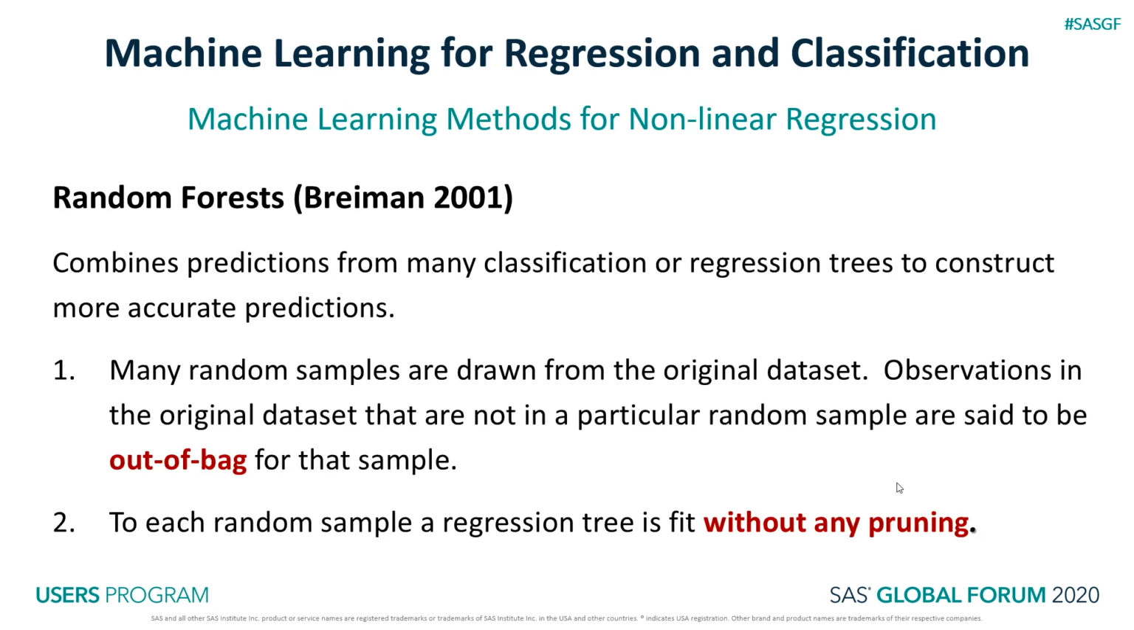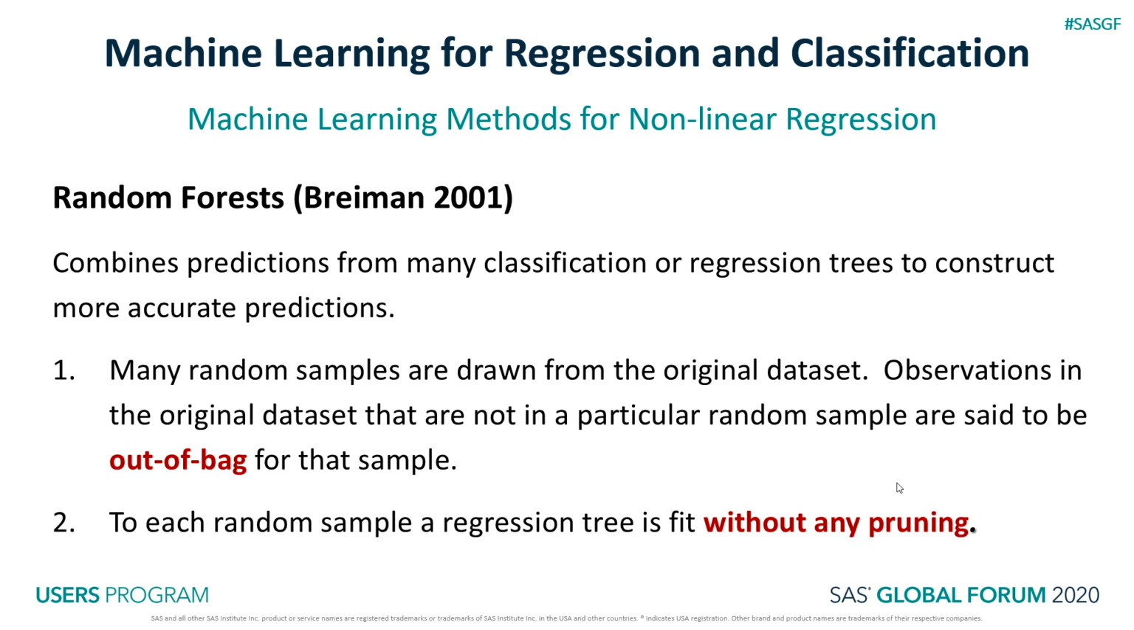So random forests is an absolutely state-of-the-art machine learning, statistical learning methodology that was originally due to Leo Breiman in 2001. As the name suggests, what it does is combine predictions from many classification or regression trees to construct a more accurate prediction for each observation.